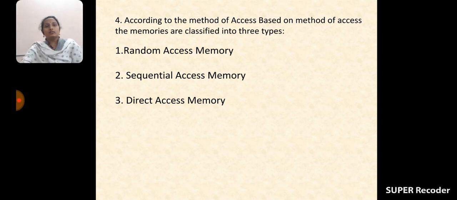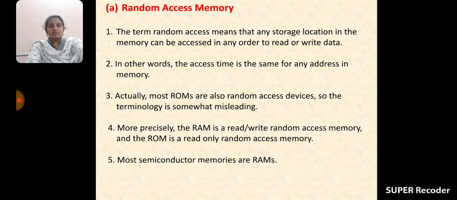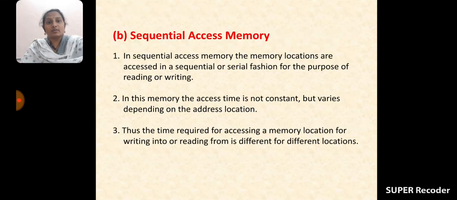According to the method of access, memories are classified into three types: random access memory, sequential access memory, and direct access memory. Random means we can enter or receive data from any location. For example, if memory contains 10 locations, according to my requirements I may enter or receive the data from my choice of location without touching any other location. That is called random access memory.